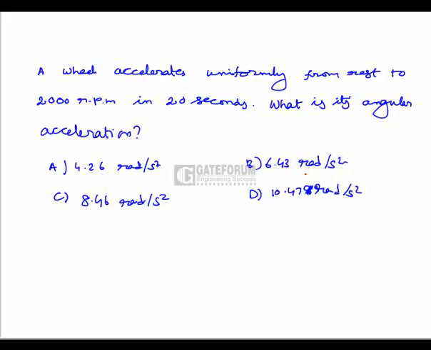It accelerates uniformly from rest to 2000 rpm in 20 seconds. What is its angular acceleration? Here the options are 4.26 radians per second square, 6.43, 8.46 and 10.47. So coming to the solution, the wheel starts from rest. That means the initial speed of the wheel is equal to 0, so the angular rotation is also equal to 0.